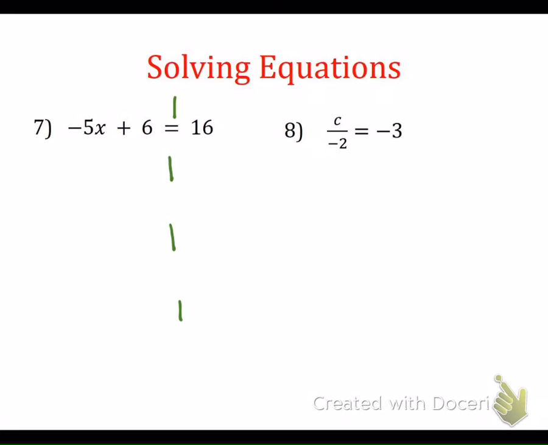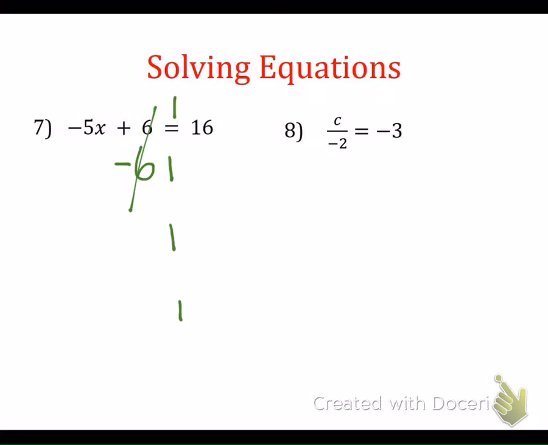How do I undo adding 6? Yeah, you're going to subtract 6 from both sides. 6 minus 6, those undo each other. They're inverse operations. Now you have a 0. We don't write zeros if there's other stuff going on. It's just a waste of space, okay?